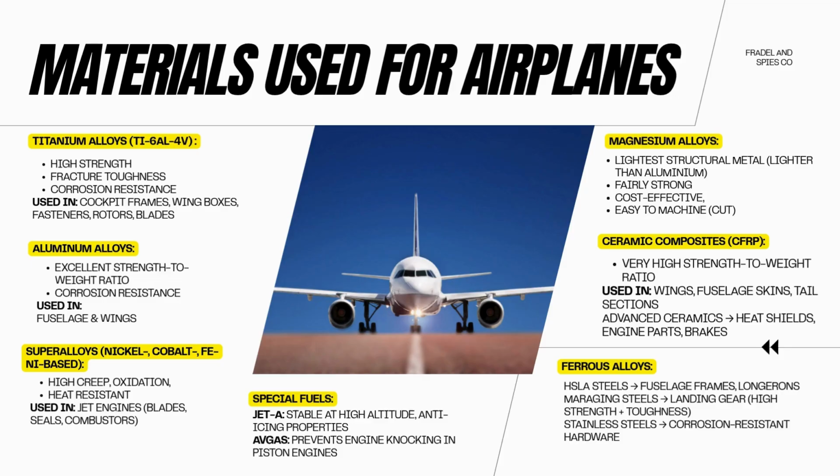Now let's talk about the materials used for airplanes. Titanium alloys are very strong and resist corrosion, used in wings and blades. Aluminum alloys are light and strong, used in the fuselage and wings. Magnesium alloys are the lightest metal and easy to shape. Super alloys can handle very high heat, used in jet engines. Ceramic composites are super strong and used in wings and engine parts. Ferrous alloys, like steel, are used for landing gear and frames. And finally, special fuels help airplanes fly safely at high altitude.